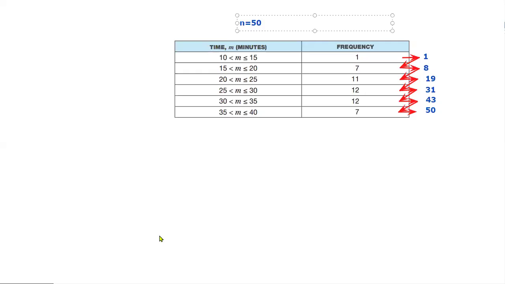We will need to use this to find the quartiles inside the cumulative frequency diagram. So basically, we found the cumulative frequency. We can write cumulative frequency on top, so we know. Now, n is 50, which is the total number of frequencies. Now I'm going to draw the diagram over here and show you how to find the quartiles from the diagram.